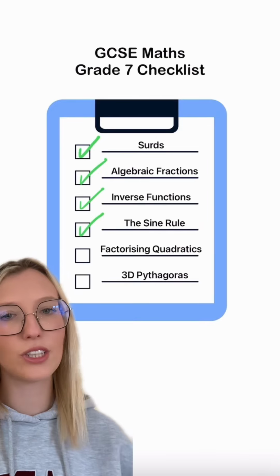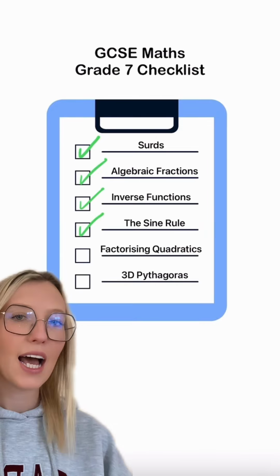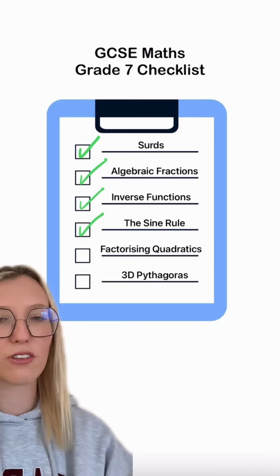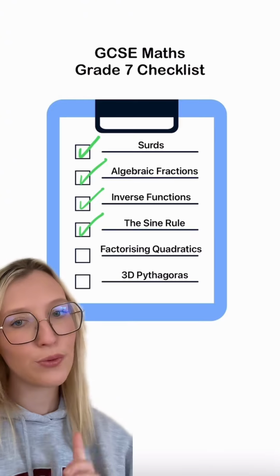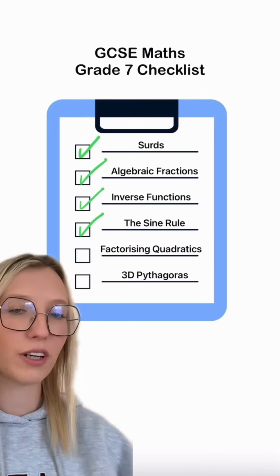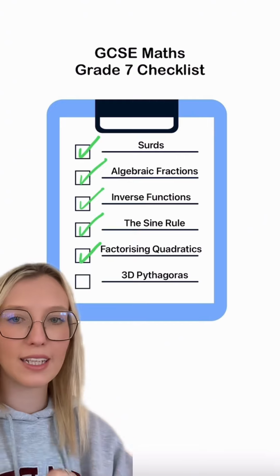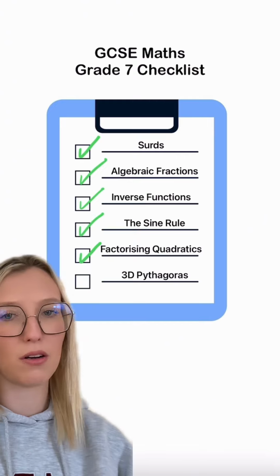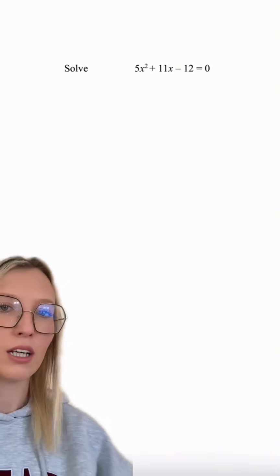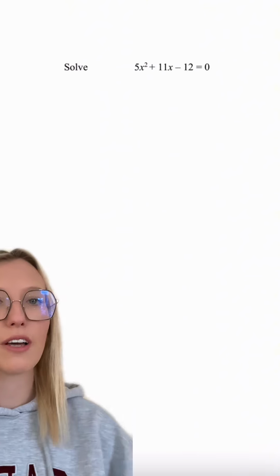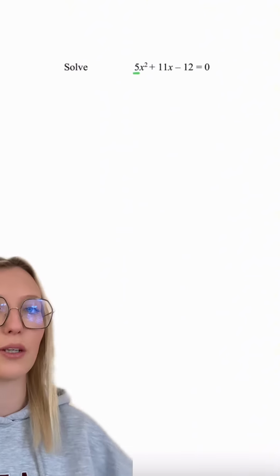So let's take a look at our GCSE Maths Grade 7 checklist. And here our next topic is factorising harder quadratics. This is a really useful checklist if you are aiming for a grade 7, as some of these topics will be things that will come up and you will need to secure marks on in order to get that grade 7. So let's suppose we're asked to solve 5x squared add 11x minus 12 equals 0.